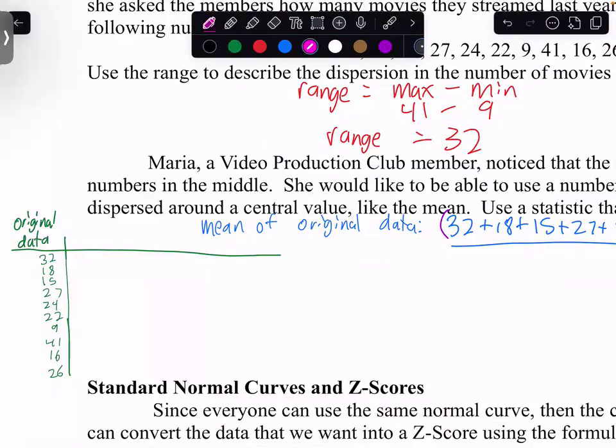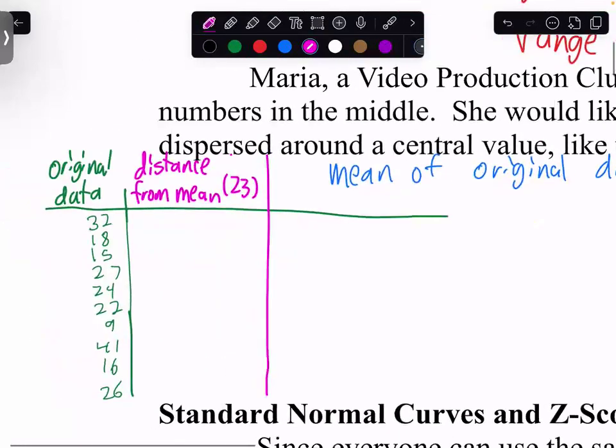Okay, the next thing we need to compute is the distance from the mean. As a reminder, we just calculated that the mean is 23. The nice thing here is when we talk about distance, we don't care about positive or negative, right? You don't say something is negative 5 feet away from you. It's just 5 feet away from you.